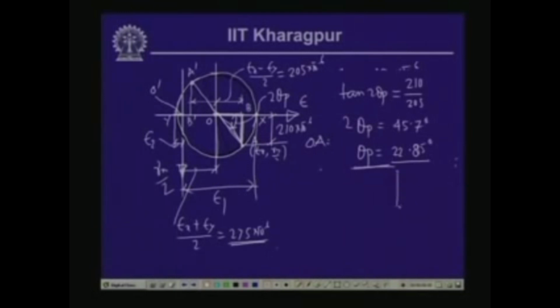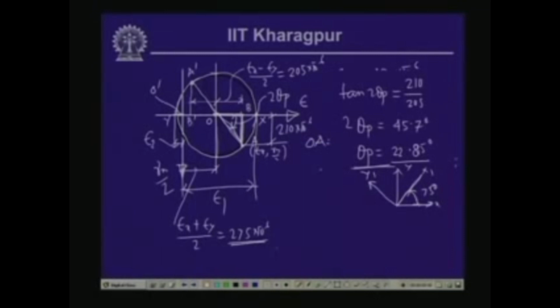Now, we have reference axes x and y. Now, we will have to find out the state of strain at an orientation of the axis which is 75 degrees in an anticlockwise form with reference to x. So, we will have to find out the strain along x1 and y1.